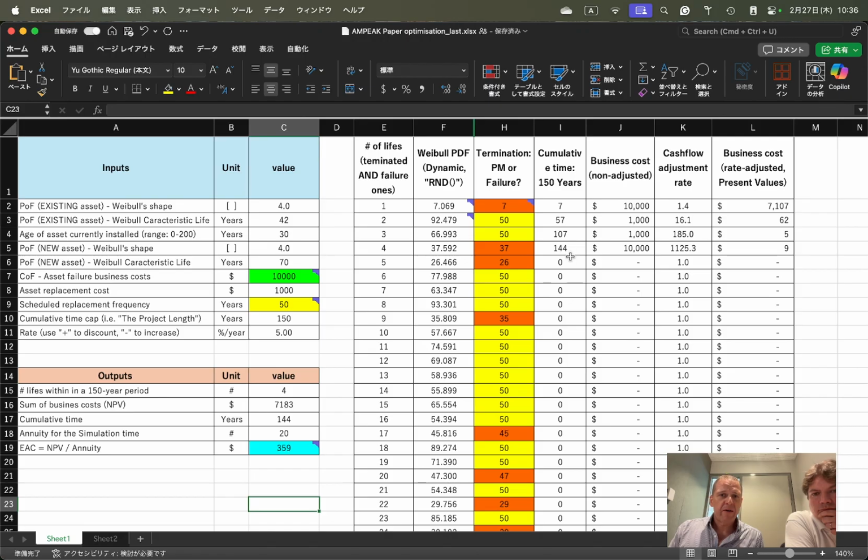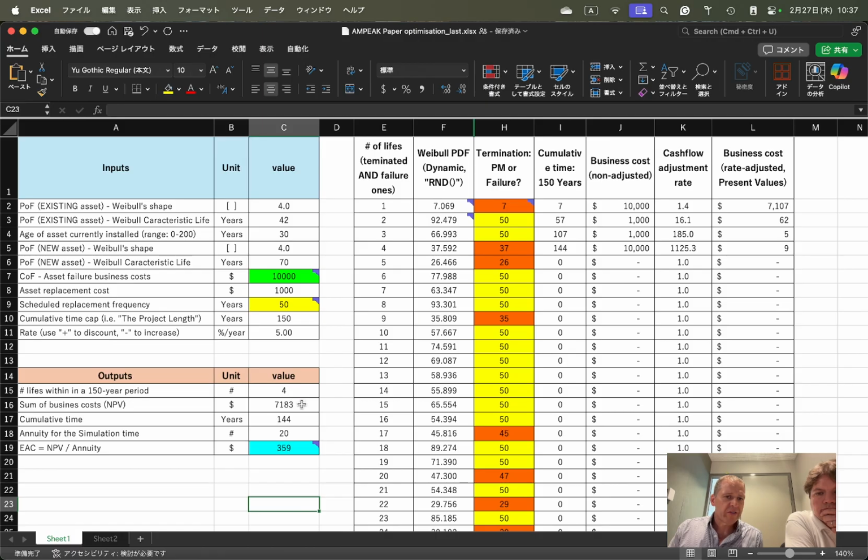We can see that for a period of 150 years, we've got an event at year 7, another at year 57, 107, then 144. Failure events obviously are the $10,000 ones, replacements are at 1,000. We discount these cash flows at the 5% rate we have set, and we get a number of cash flows. As you can see, the further in the future, the cash flows become potentially quite negligible. We sum these present values, and we can start talking about the outputs now.